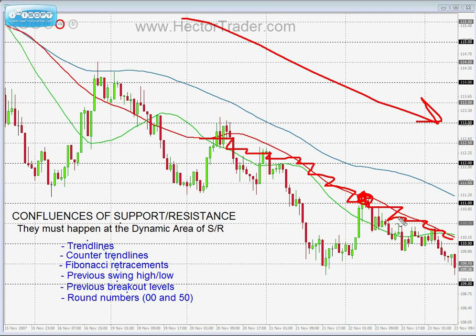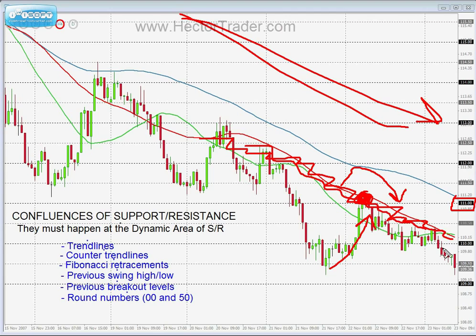What does it mean? It means that any pullback towards the 11100 will make me want to pay attention to this trade, because if price rebounds off that area of confluence of resistance in a downtrend within the dynamic area of support and resistance, there is a very high probability chance that I am going to score some profits.